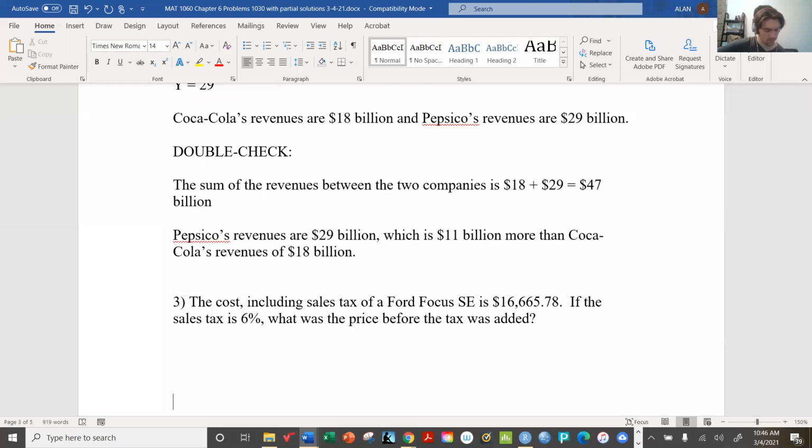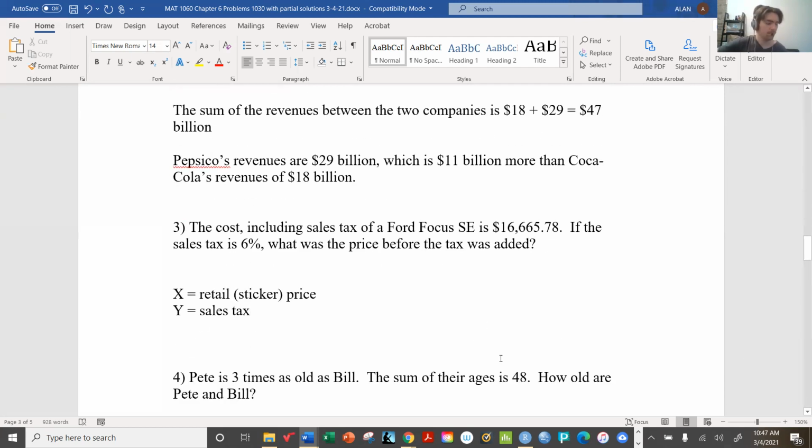All right, well, here's what we have to think about. There's a retail price or sticker price to which the sales tax is added. So why don't we do this? Let's let X equal the retail price, also known as the sticker price, and let's let Y be the sales tax. You'll see why I chose this in a second.